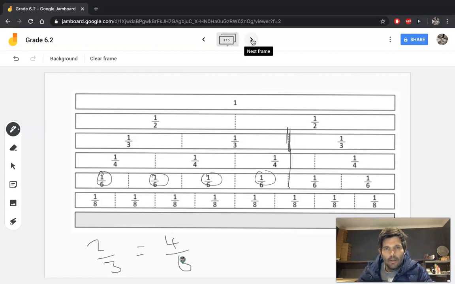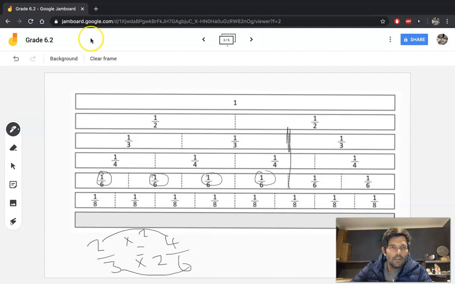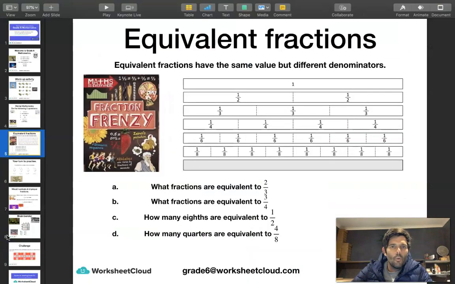The other interesting thing to note is, how do I get from 2 to 4? I multiply by 2. And how do I get from 3 to 6? I multiply by 2. So whatever I do to the numerator, I do to the denominator, and vice versa. Whatever I do to the denominator, I do to the numerator. The next question on that equivalent fraction list was, what fractions are equivalent to 3/4?